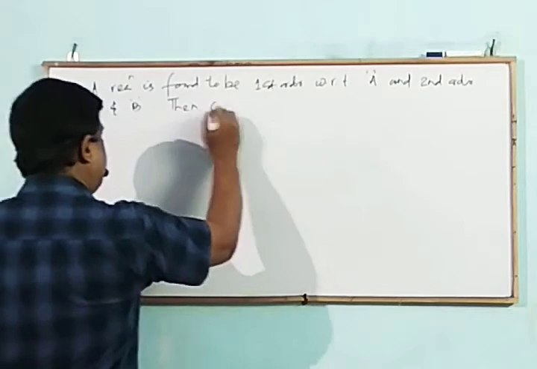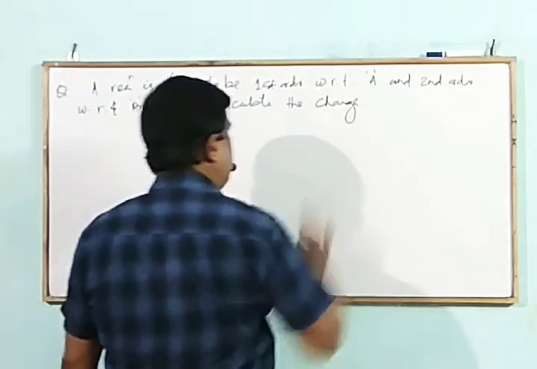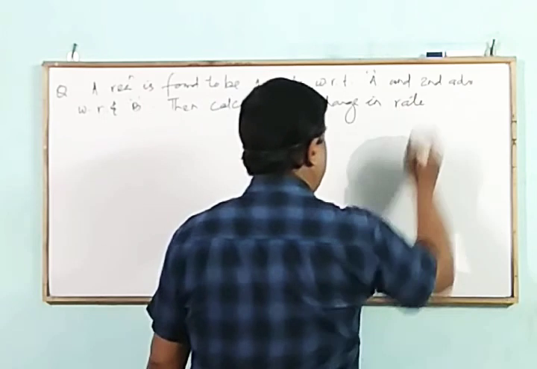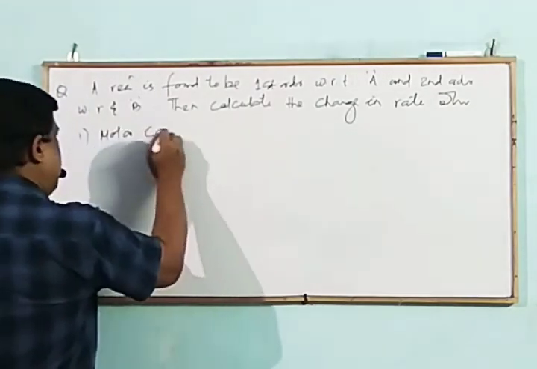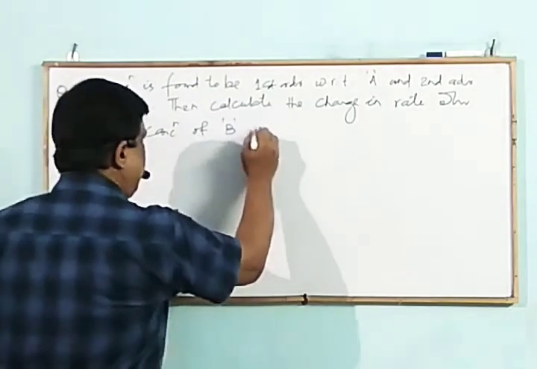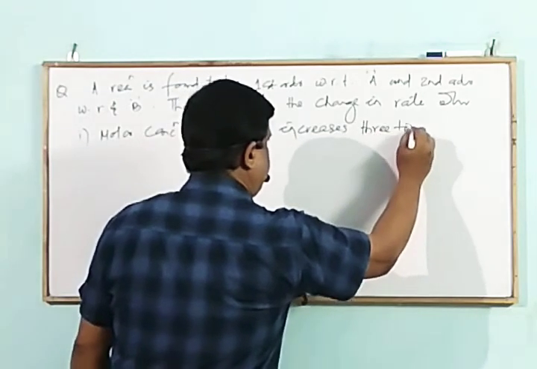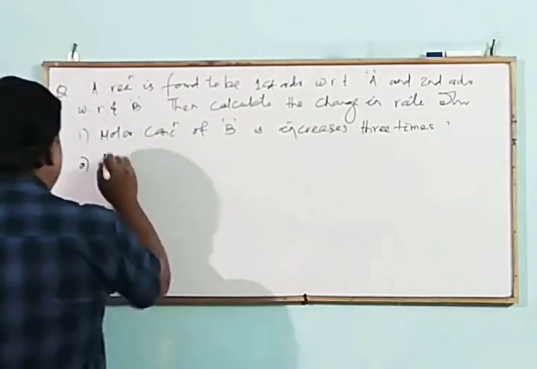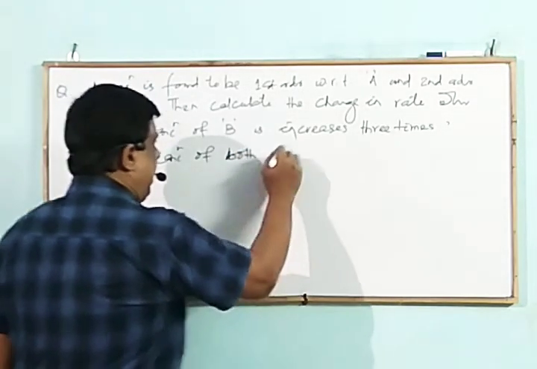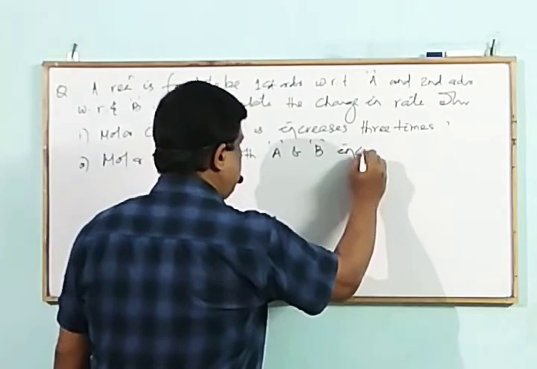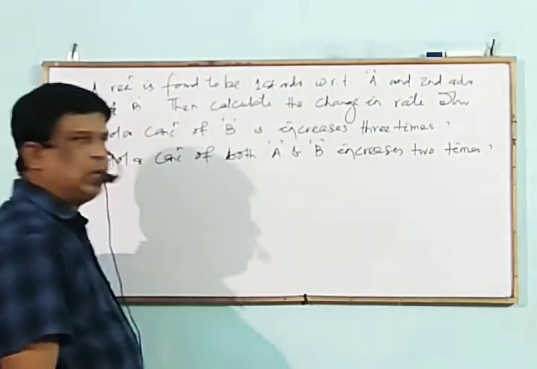Then calculate the change in rate. Calculate the change in rate when the molar concentration of B increases 3 times, and when the molar concentration of both A and B increases 2 times. Mark the question, I repeat again.